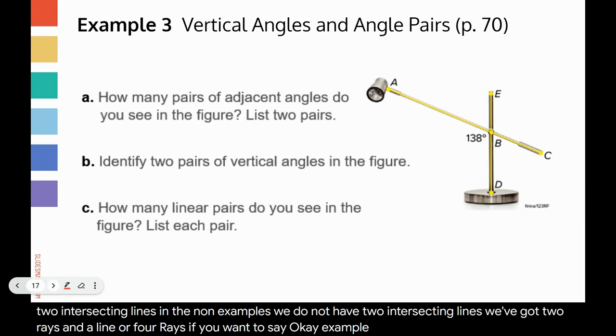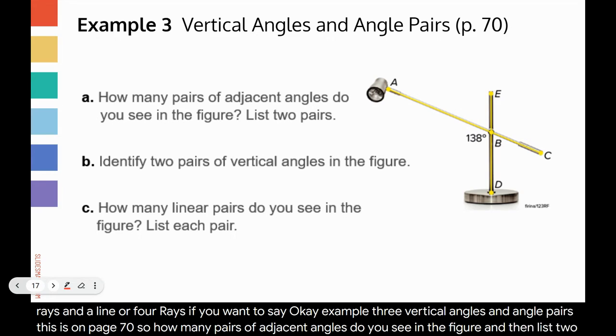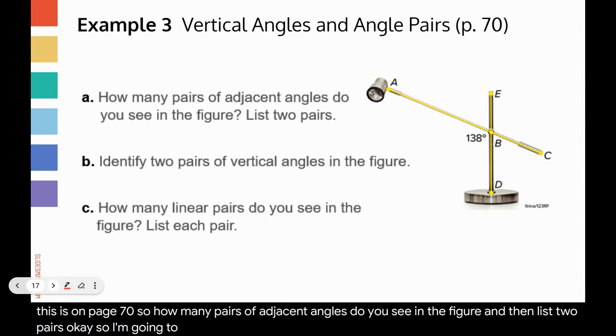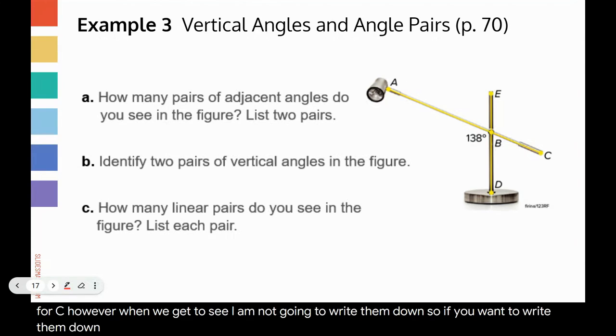Okay, example 3, vertical angles and angle pairs. This is on page 70. So how many pairs of adjacent angles do you see in the figure? And then list 2 pairs. Okay, so I'm going to verbally say all the pairs, and this is also going to be the same answer for C. However, when we get to C, I am not going to write them down. So if you want to write them down when I say them, that is fine.